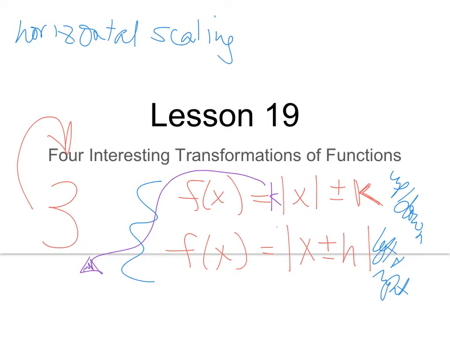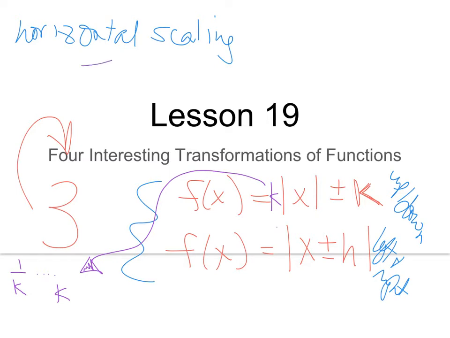Sorry, just a little review, so this isn't learning it for the first time. We would do either 1 over K for a vertical shrink. Remember, it gets wider when it's 1 over K, or just plain old K, where it's a vertical stretch, where it gets skinnier and taller.